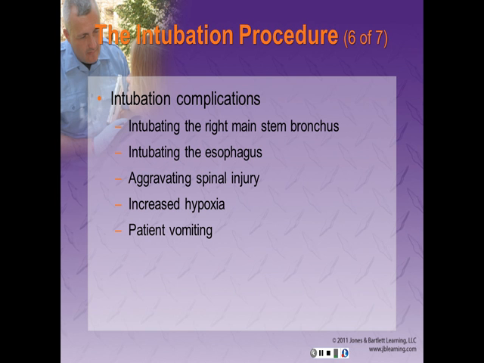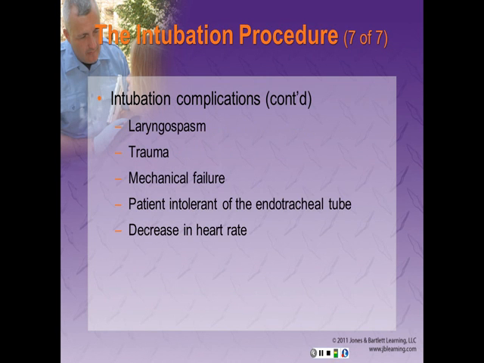Patient vomiting. You should always check for a gag reflex prior to intubation. You should always have a suction unit ready in case the patient vomits during the intubation procedure. Laryngospasm. Trying to insert an ET tube through the vocal cords can cause the cords to spasm. Stop the intubation attempt and ventilate the patient with a bag mask device.